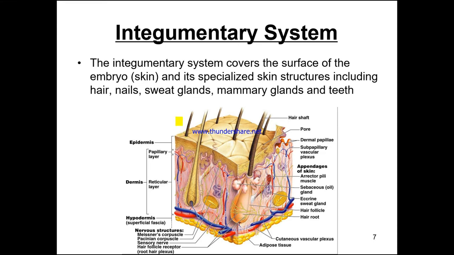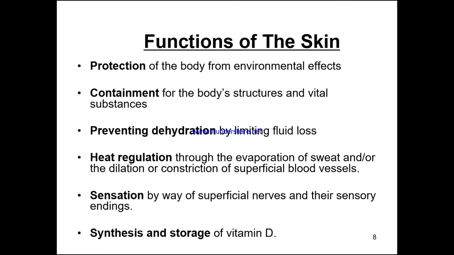The integumentary system covers the surface of the embryo, the skin, and its specialized skin structures including hair, nails, sweat glands, mammary glands, and teeth. And here we can see an example of a cross-section through. We can see the epidermal layer, the epidermis, the dermis, and the hypodermis, and we can see the various structures displaced throughout.